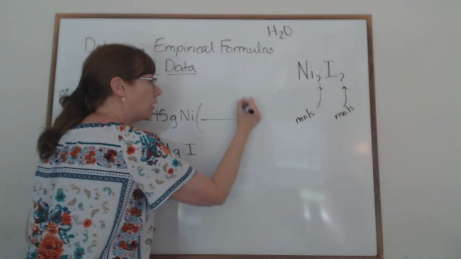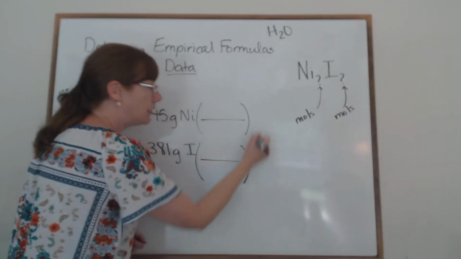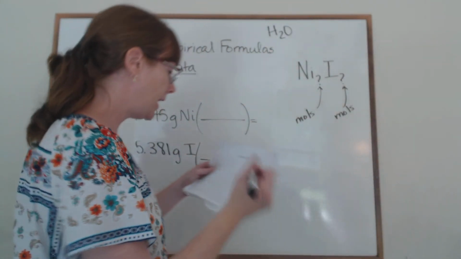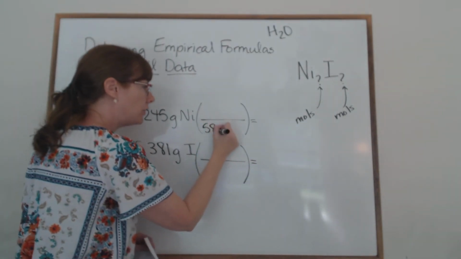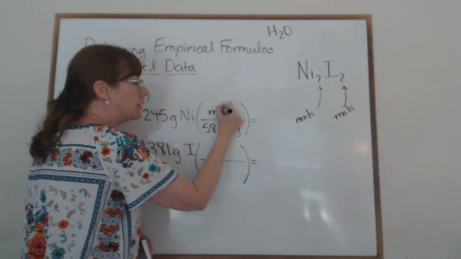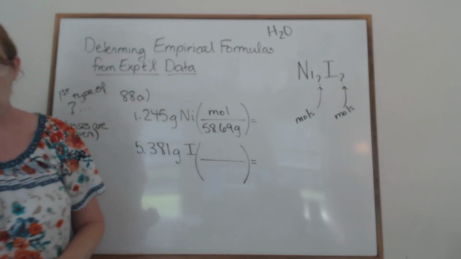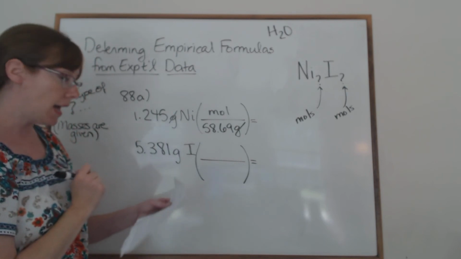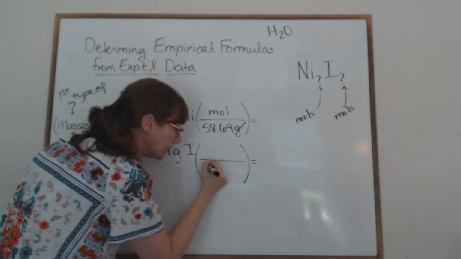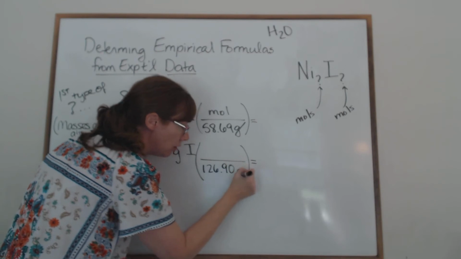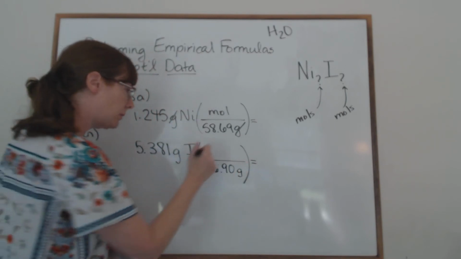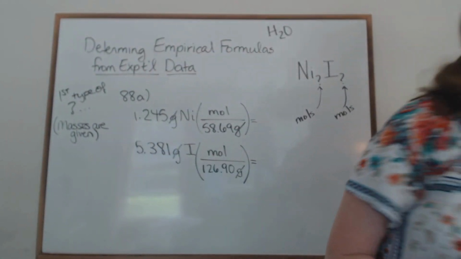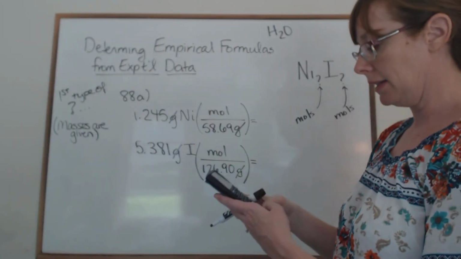So let's figure out grams of nickel, grams of iodine. Nickel, 58.69. And you see, we need to write it upside down because we are trying to get rid of grams. And iodine, 126.90 grams per mole. Same thing, we're trying to get rid of grams. So that tells us that we are going to have to go in and divide by the molar masses. So let's do that.